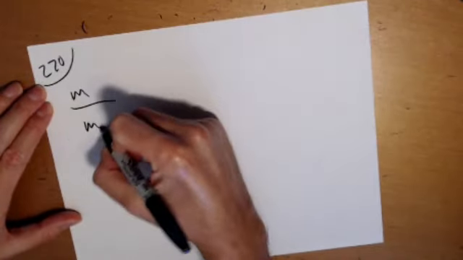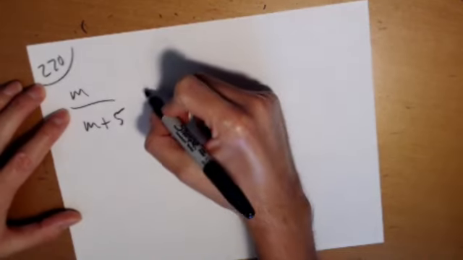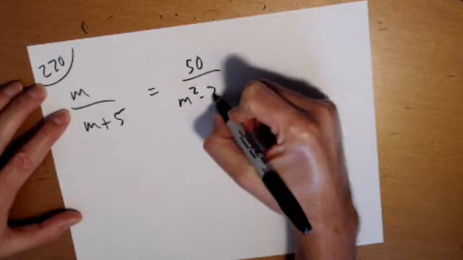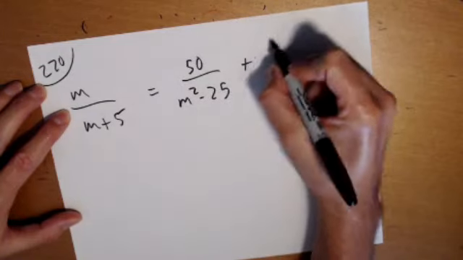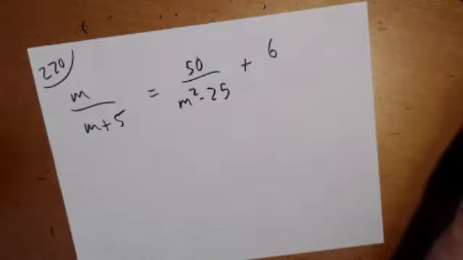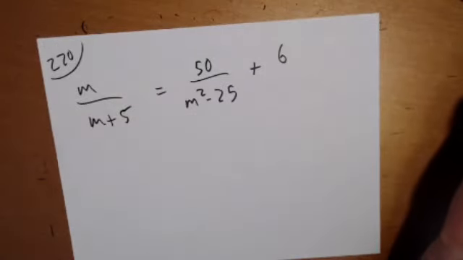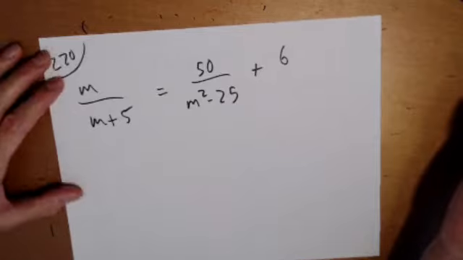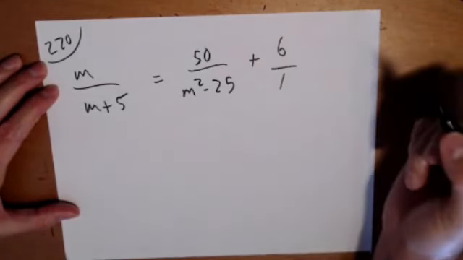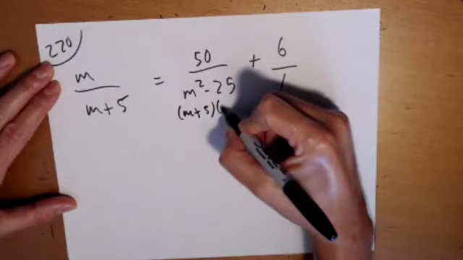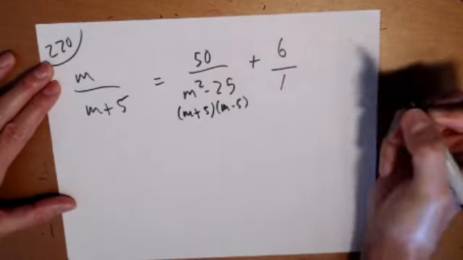M over m plus 5 equals 50 over m squared minus 25 plus 6. Okay. I need to factor that, and I need that to be a fraction. So let me just throw that over 1. And this factors, difference of squares, m plus 5, m minus 5.